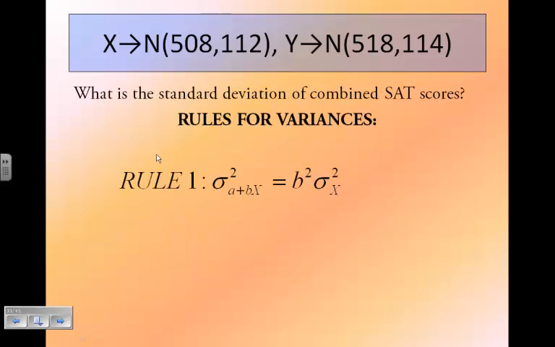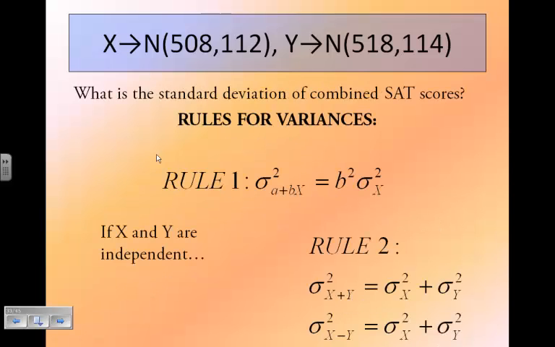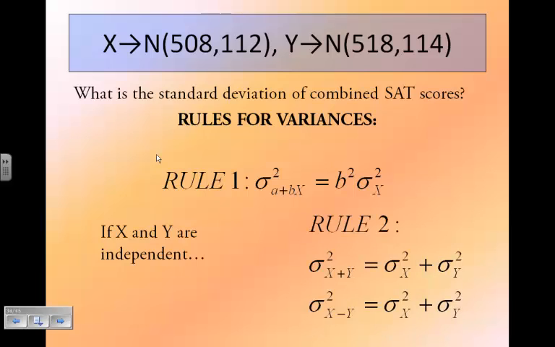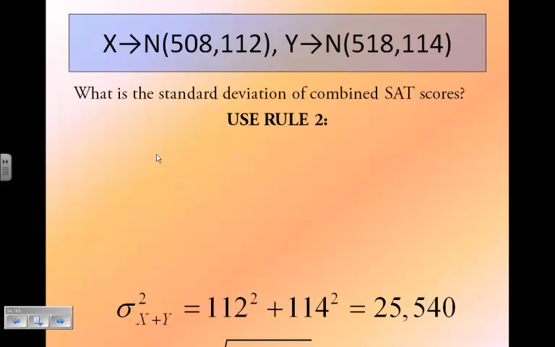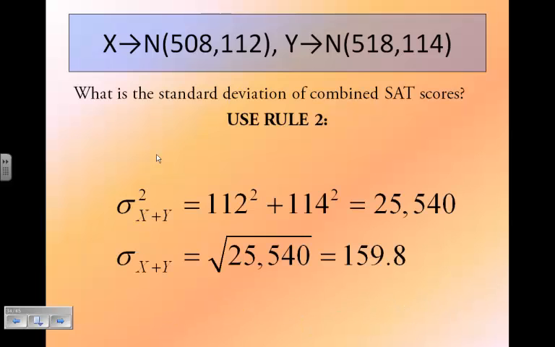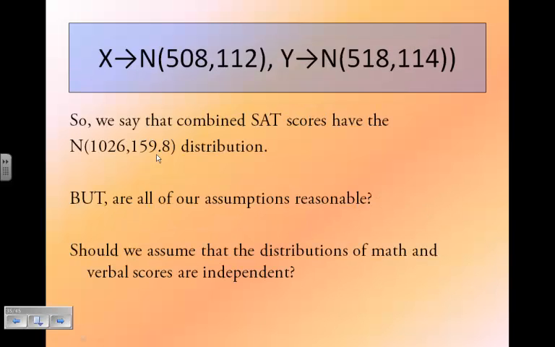Standard deviation, here are our rules. All right, so we're going to use rule number 2. For x plus y, we would square the 112, square the 114, add those together, and take the square root, and that's our standard deviation. So therefore, the combined SAT scores have a mean of 1026 with a standard deviation of 159.8.